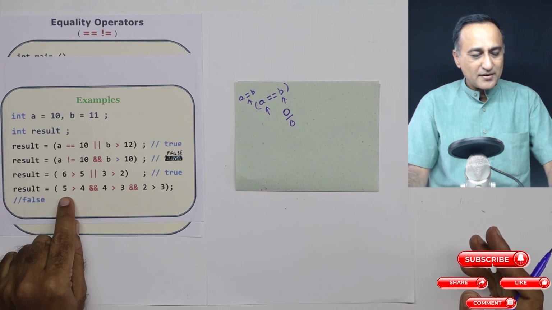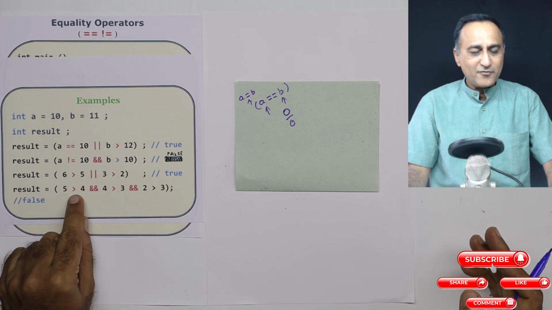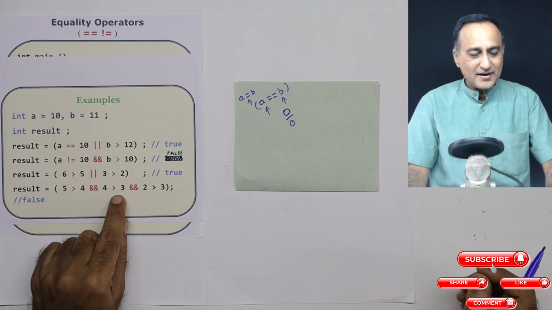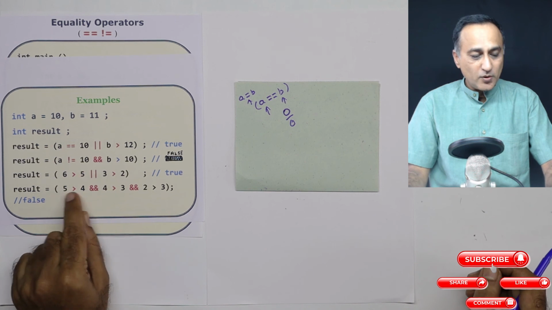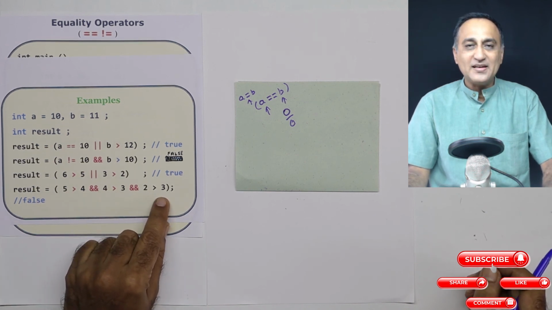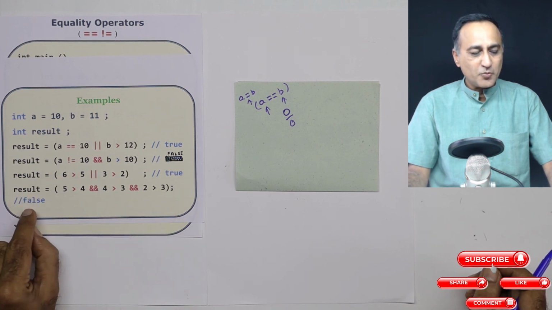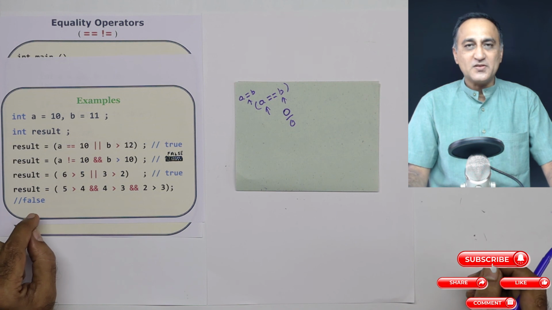Now here take a look at it. Here I have two AND conditions. 5 greater than 4 is true. 4 greater than 3 is true. So it will do these two. But when it comes here, it will fail because 2 is not greater than 3. So result is going to have the value false or 0. If you print result, it's going to print the value 0.